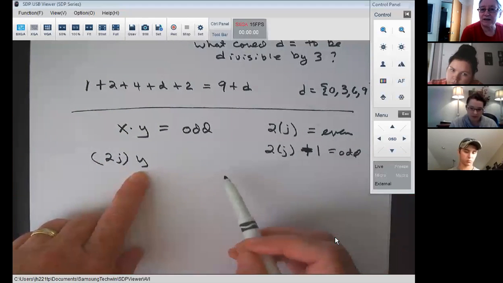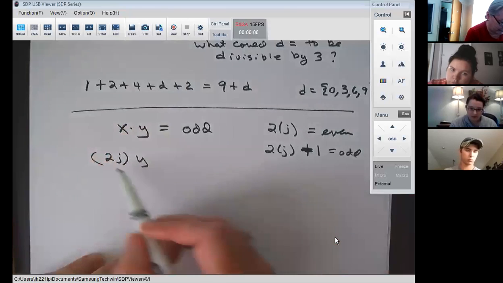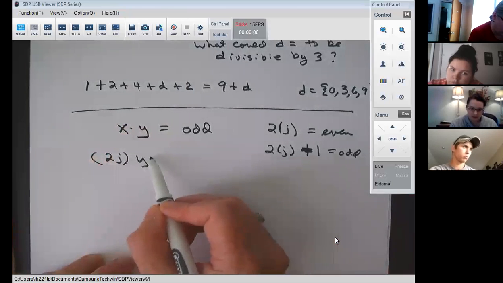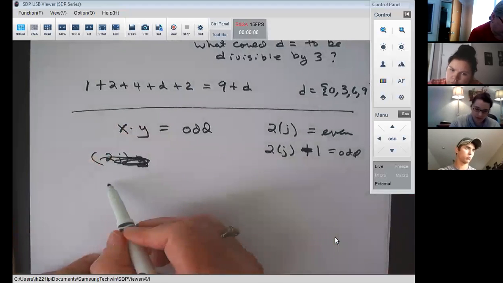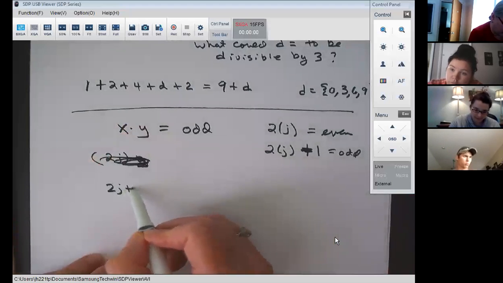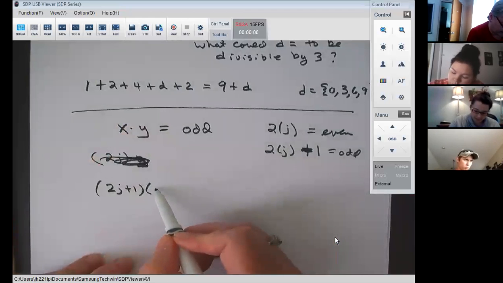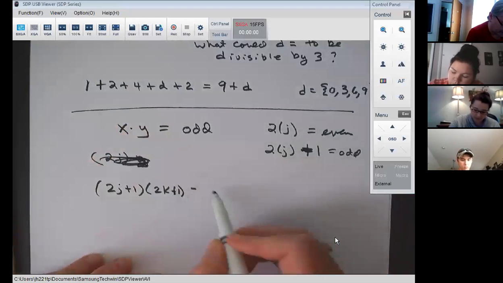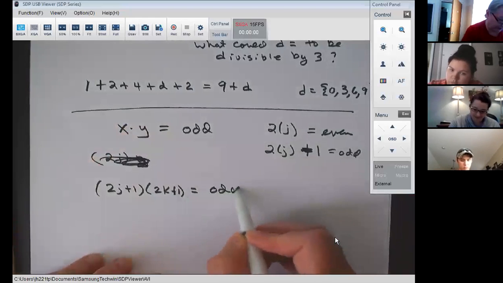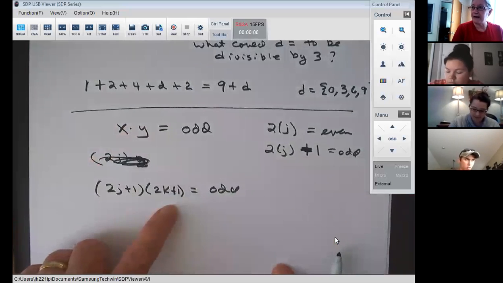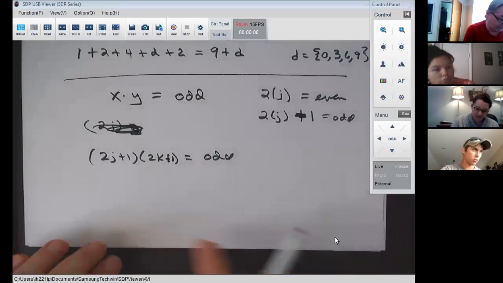So the only way you can get an odd number is to have y, I'll call this 2k. Well, hang on a second. Let's let x be 2j plus 1, and then y will be 2k plus 1. So they're saying plus 1, that you have to have two odd numbers basically to get an odd number product. So think about foiling this out.